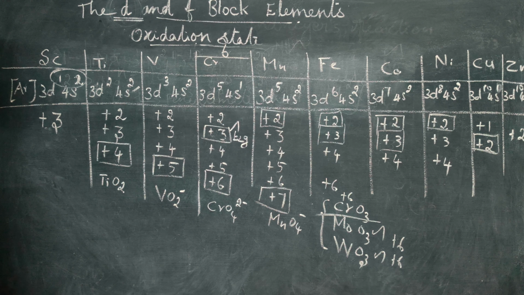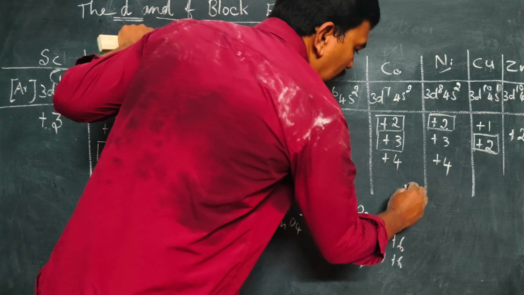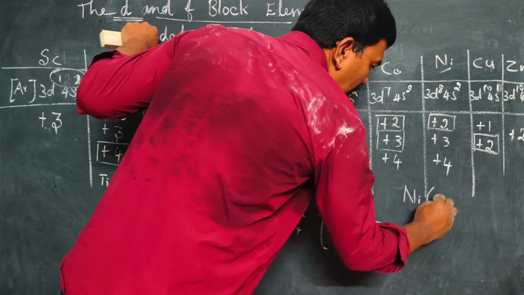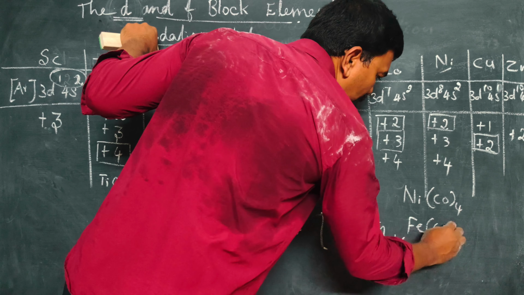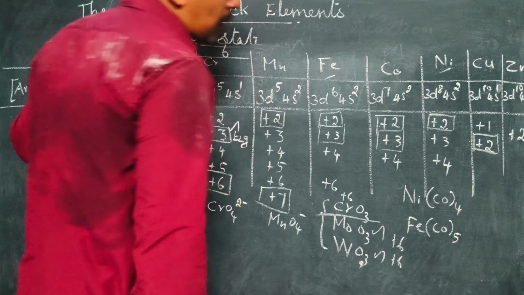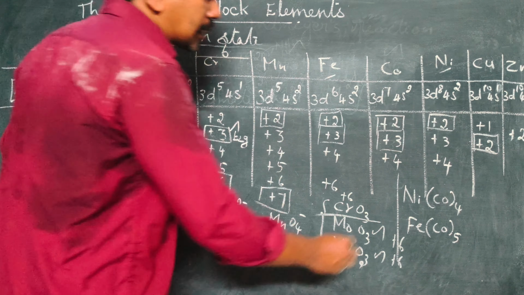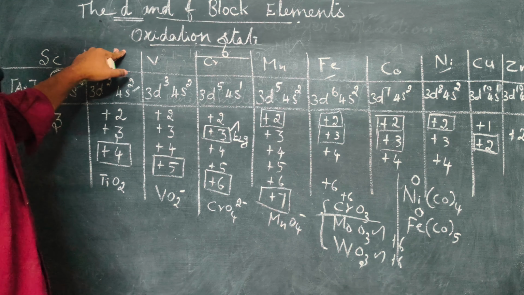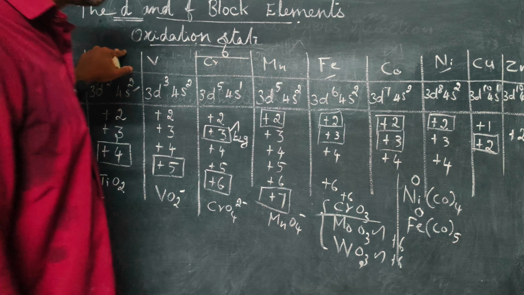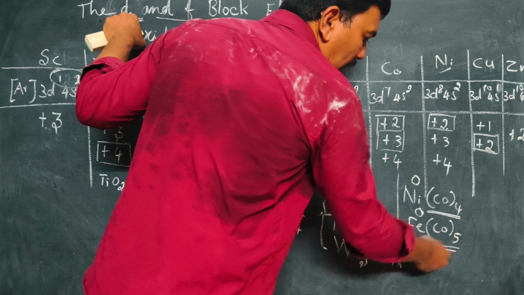The next point we want to discuss is iron and nickel. That means nickel tetracarbonyl and iron pentacarbonyl. In both, the oxidation state of nickel and iron is 0. That happens because it is a complex compound with carbonyl, which is a neutral ligand.